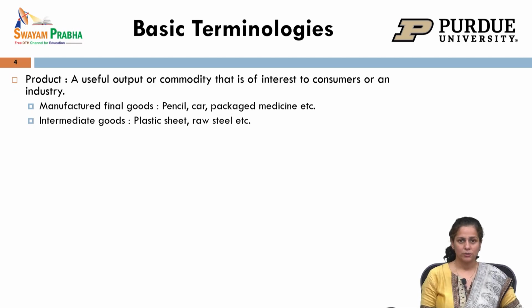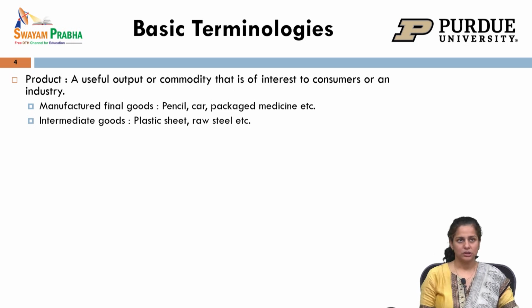Then there are also intermediate goods in the economy, which is something that we probably do not directly use, but it forms an input to the product manufacturing that we consume. So, an example of that is plastic sheet or raw steel. We as consumers do not directly consume raw steel, but it forms a component of several of the products that we use. For example, we might be using bottles and the bottle may be made of steel. So, that is an input to the product that we are using.